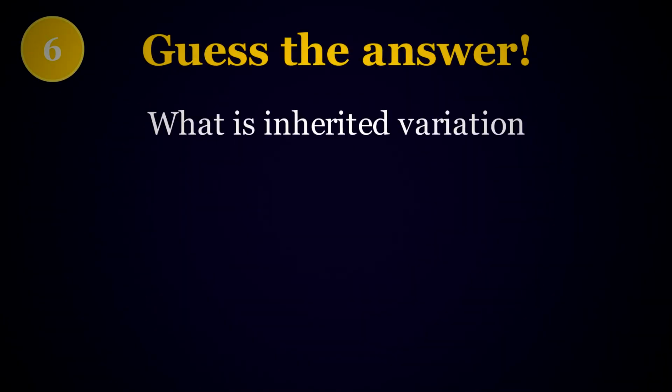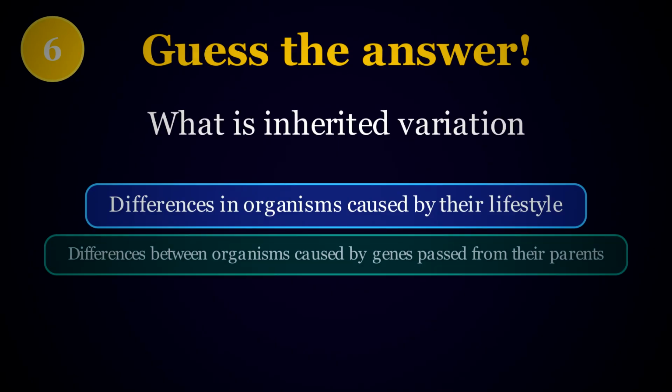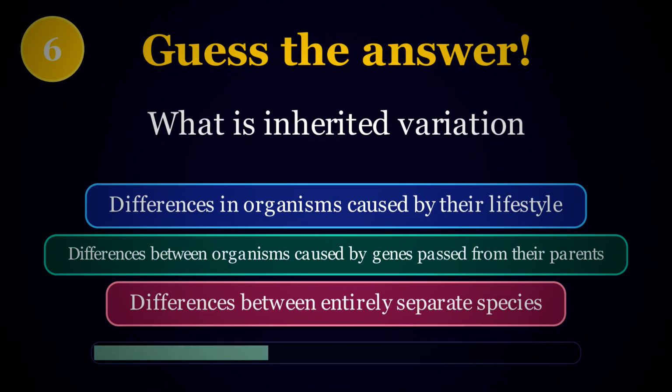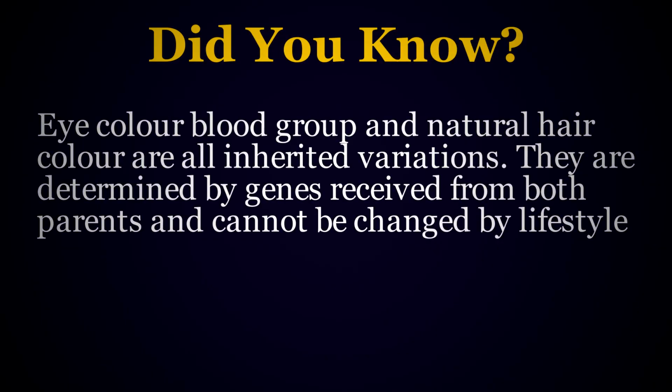What is inherited variation? Differences in organisms caused by their lifestyle. Differences between organisms caused by genes passed from their parents. Differences between entirely separate species. The correct answer is differences between organisms caused by genes passed from their parents. Surprising trivia: eye color, blood group and natural hair color are all inherited variations. They are determined by genes received from both parents and cannot be changed by lifestyle.